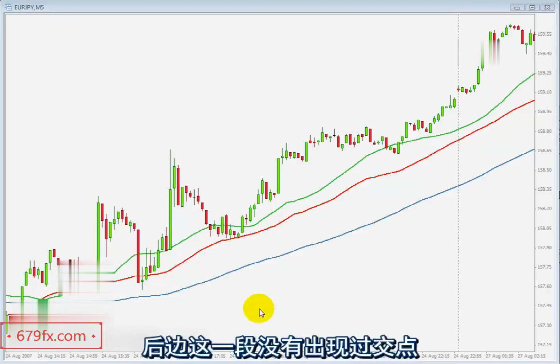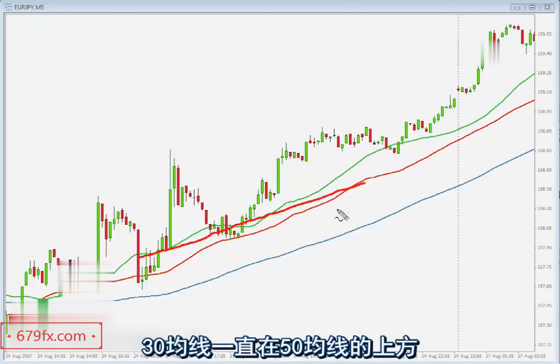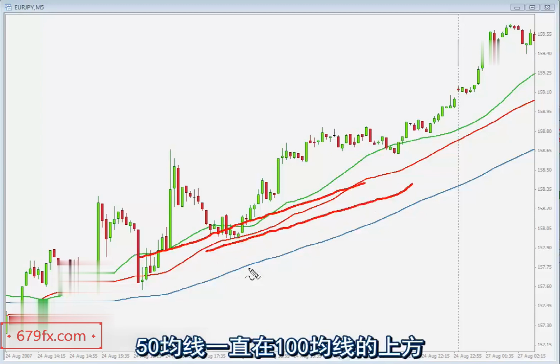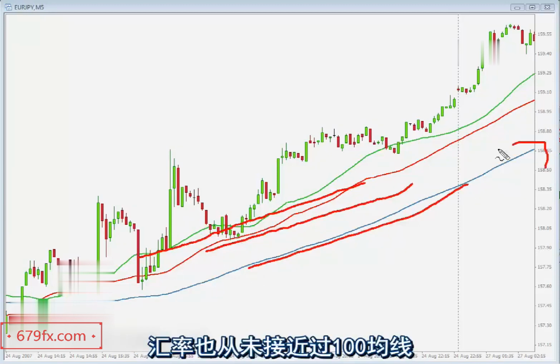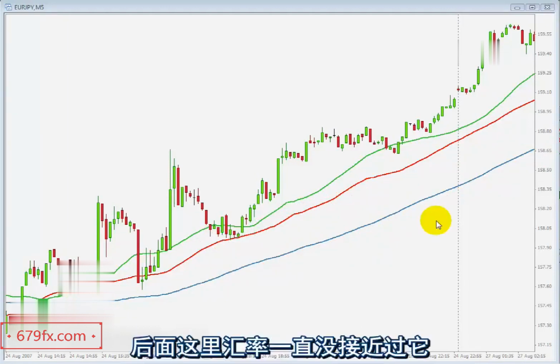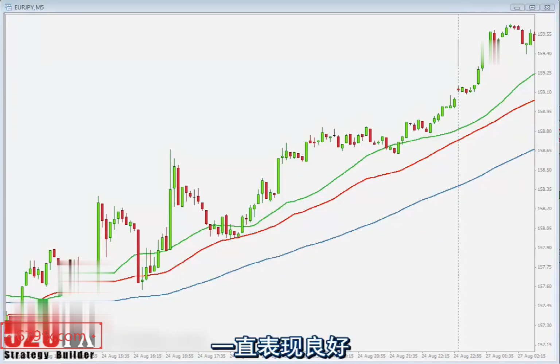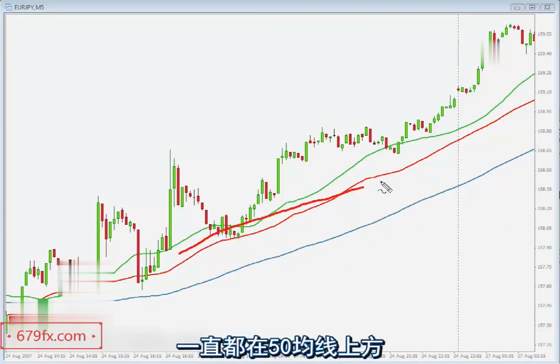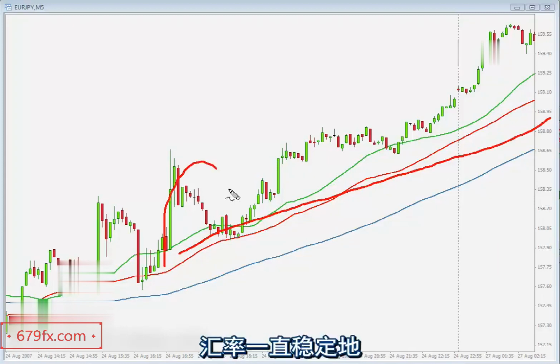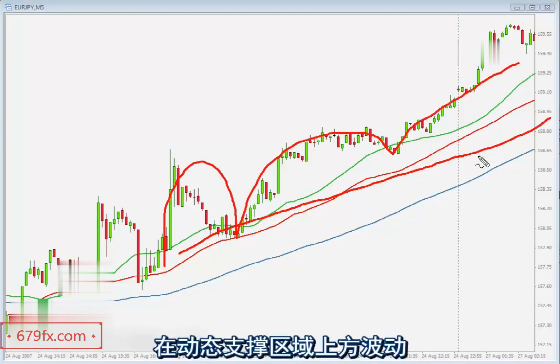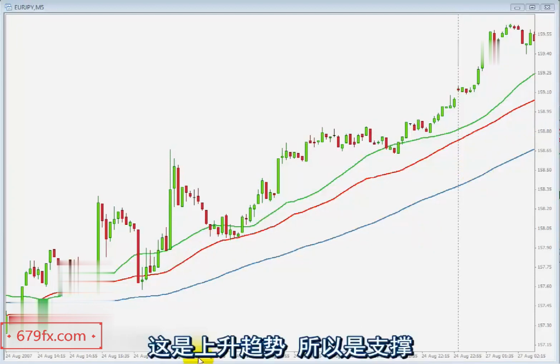There has not been any crossover for quite a while. As you can see, the 30 has always been above the 50 and the 50 always above the 100. Price is nowhere near the 100, which is the one in blue, for quite a while as well. Price is spending most of the time, in fact all the time really, above the 50. Price is harmonically swinging off the dynamic area of support, in this case since we're in an uptrend.